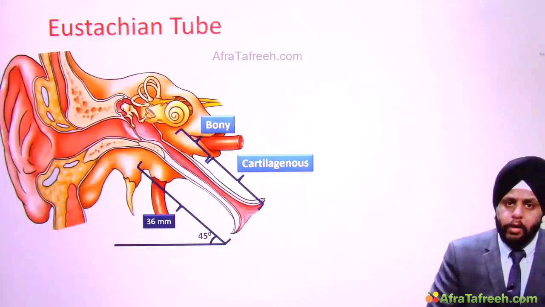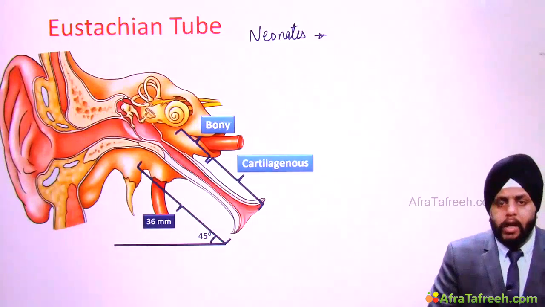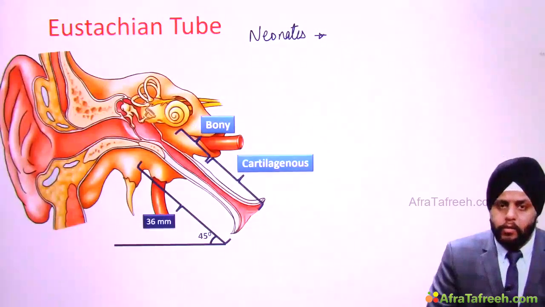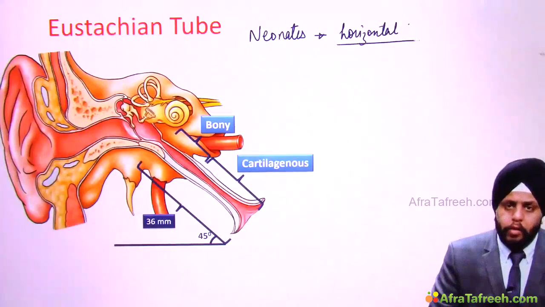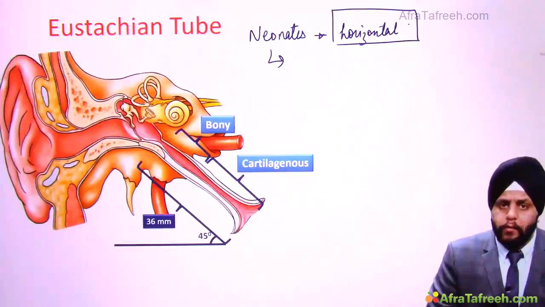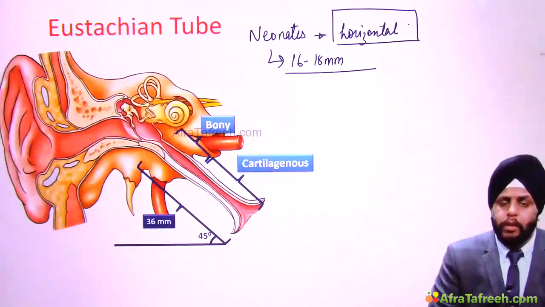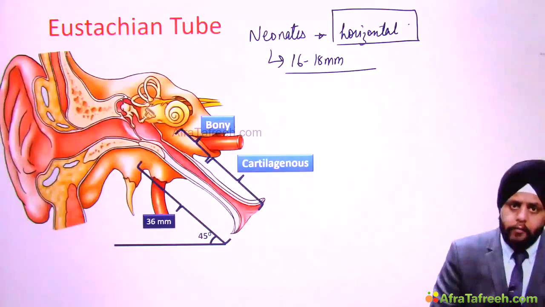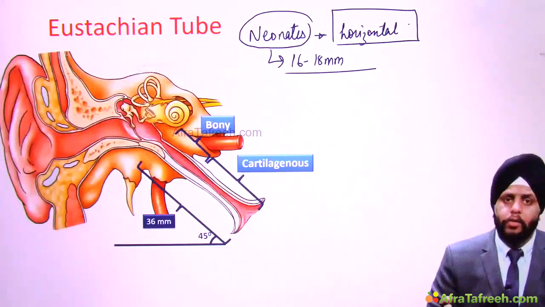Okay, in case of neonates, remember, when a child is born, in newborns, this Eustachian tube is almost horizontal. The tube length is almost half of it. It is around 16 to 18 millimeters at the time of birth. Okay, so 36 half is 18. You can see it is half the length of the Eustachian tube at the childhood stage. Therefore, you see the Eustachian tube grows from this size to the adult size.